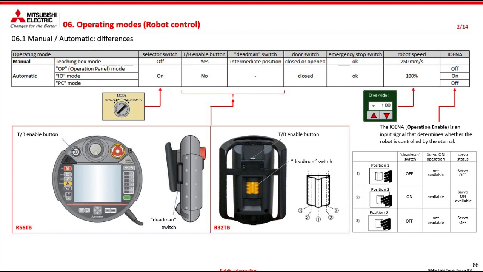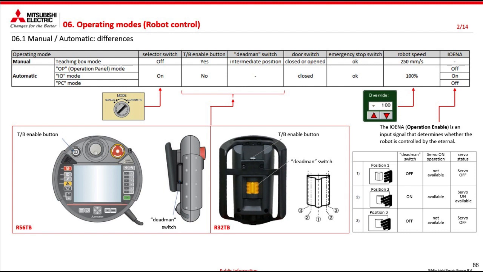Automatic means 3 modes: operation panel mode, IO mode, and PC mode. Be careful that by managing the robot automatically, an important signal called IOENA, Operation Enable, comes into play. It is an input signal, therefore to be wired as an input to the robot, where it can be wired on IO digital input, or can be wired to a field bus signal.